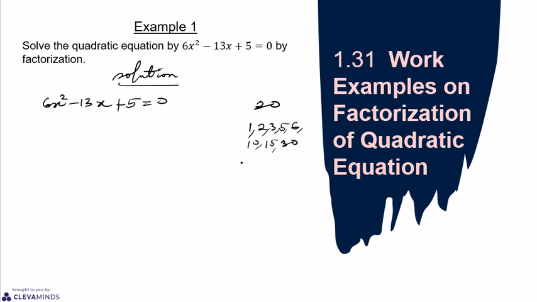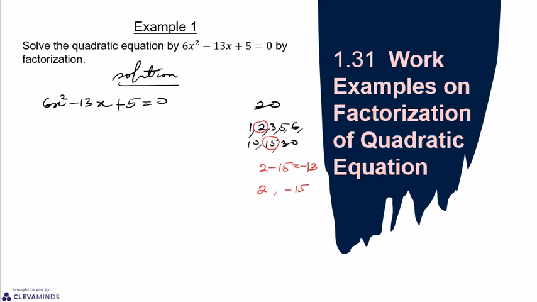So which of these two will give us negative 13? We can see that the only two factors that will give us negative 13 are 2 and 15, because 2 multiplied by 15 gives us 30. But we need to get negative 13, so 2 minus 15 gives us negative 13. So the factors we need to consider are 2 and negative 15.